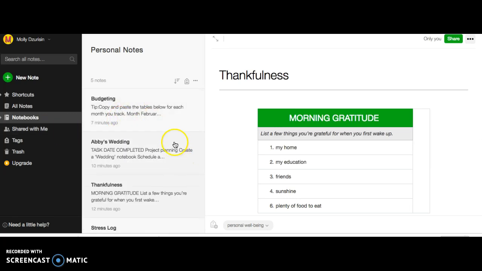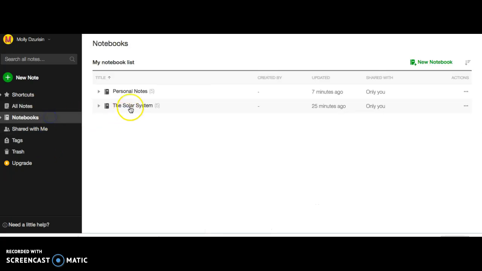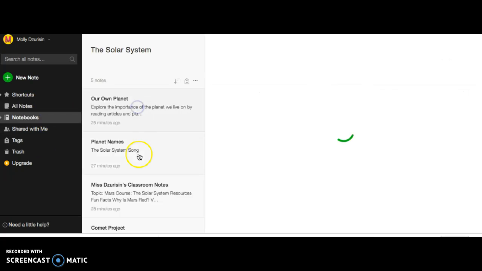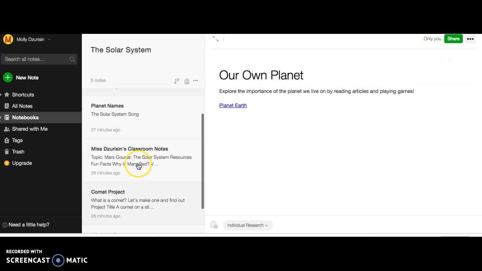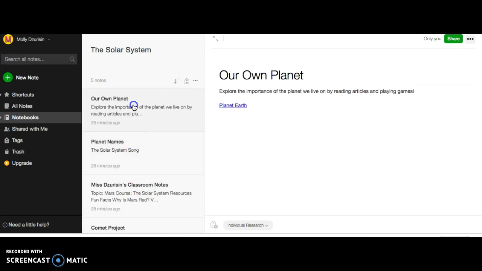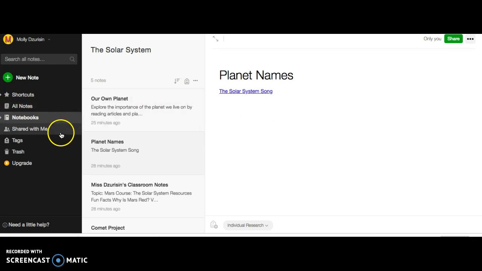And I don't think I shared all of my notes in the solar system, so I also have one more. I also have 2 things that are individual research, and they include researching our own planet, which is planet Earth, and if children want to learn the names, we have a fun song attached, and these are both through Creative Commons.